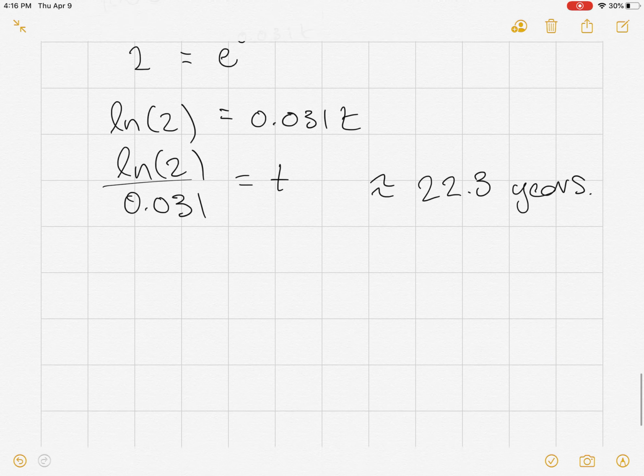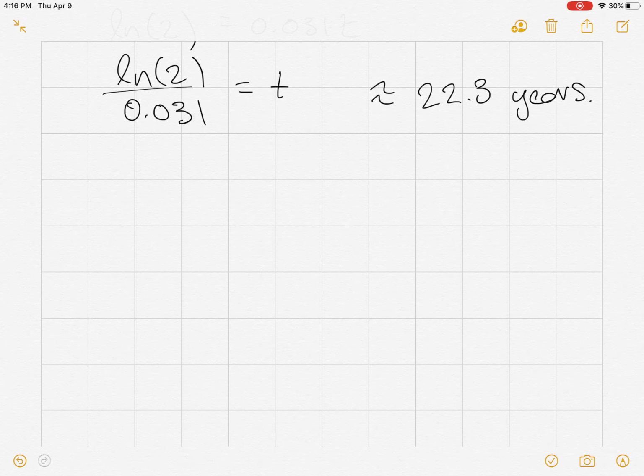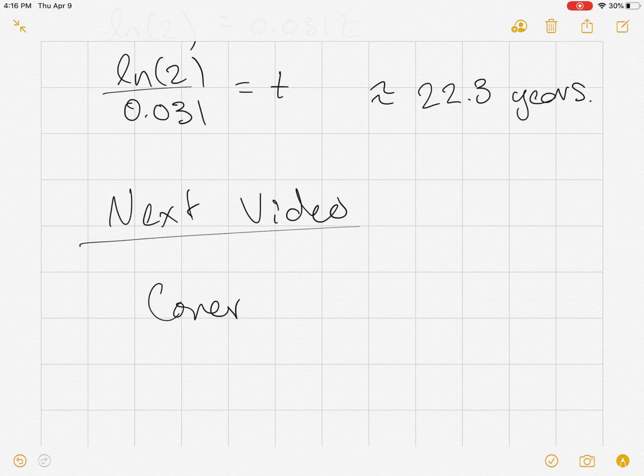Okay, so that is it for today. Next video, just to give you a look ahead to what we're doing next, we are going to cover chapter 4.6, right? And we'll be looking at different ways that we can use these kinds of exponential functions to model situations in the real world.